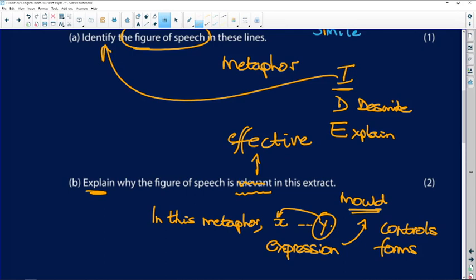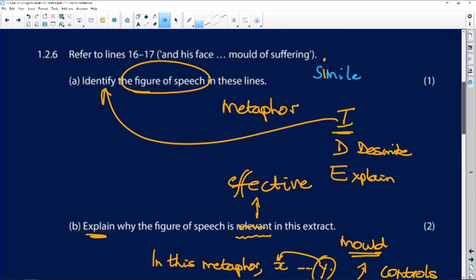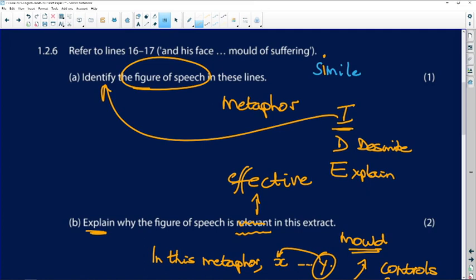So when you get the figure of speech question, and you must expect it not just in the poetry question, expect it in all the set works. You're going to say, identify the figure of speech. This is a whatever it is, it's a metaphor. And then you'd say that a mold shapes whatever's inside it, in the same way suffering is shaping his expression. It shows what pain he's in, whatever it is. Okay, 2 marks.